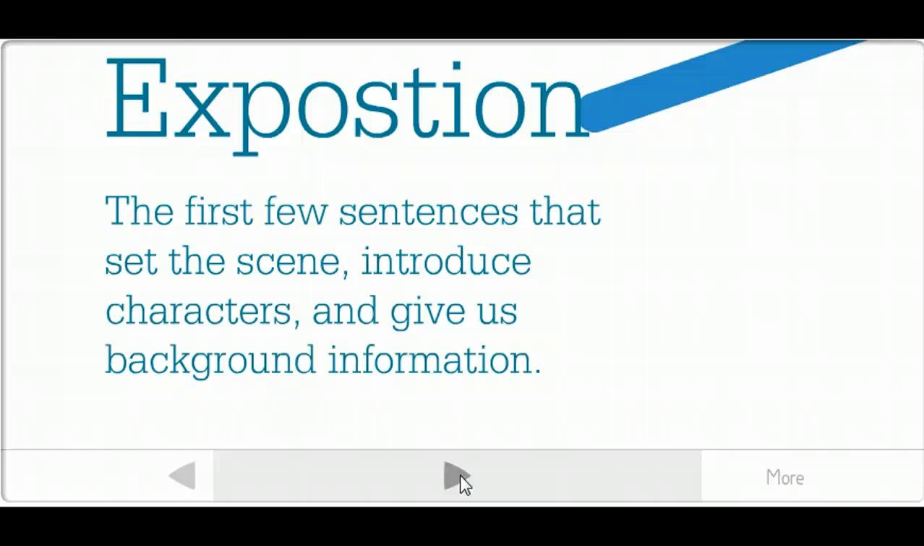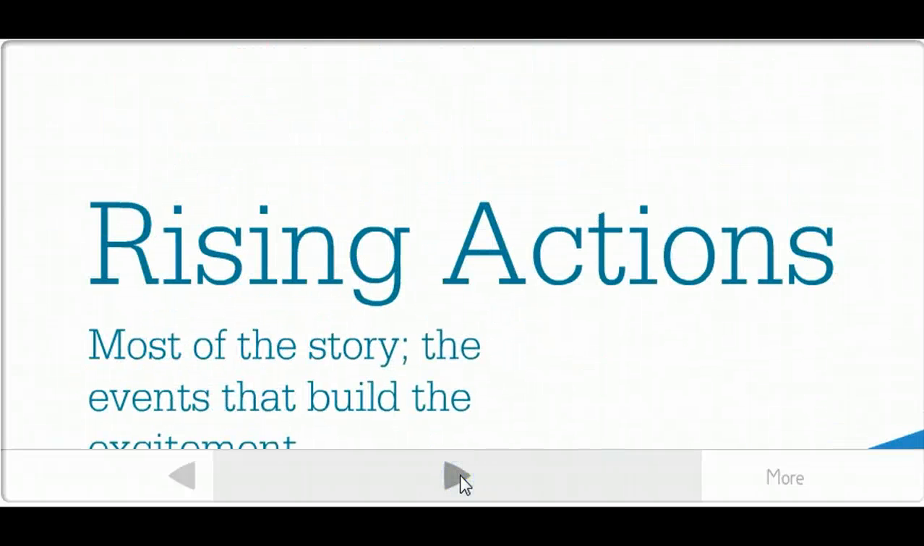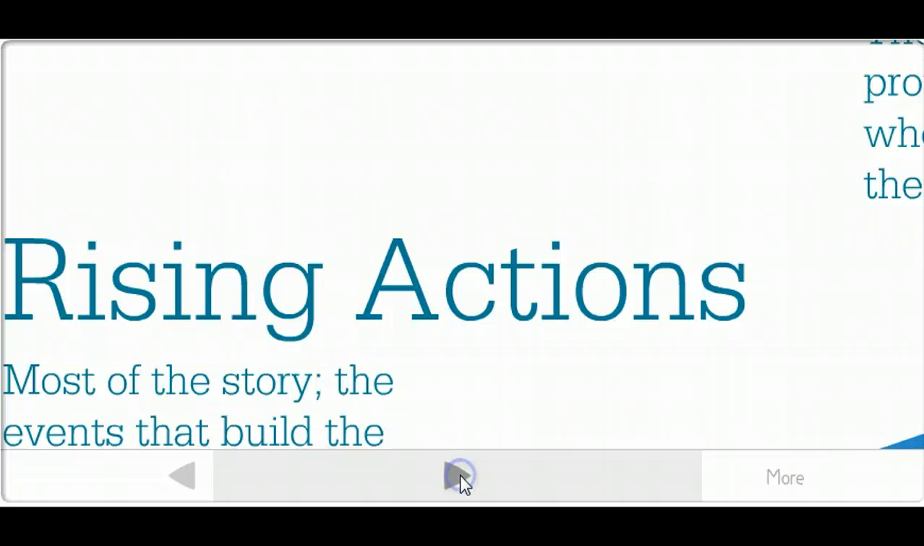So the exposition is the first point of the plot chart. It's the first few sentences that set the scene, introduce characters, and give us background information. The next is the rising action. Most of the story is the rising action. It's the events that build up the excitement.